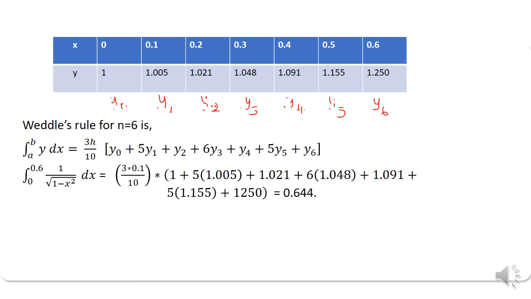And Weddle's rule for n equal to 6 is integral a to b y dx equal to 3h by 10 into y0 plus 5y1 plus y2 plus 6y3, again 1, 5, 1. Substitute the respective values from the table. We'll get the integral value equal to 0.644.